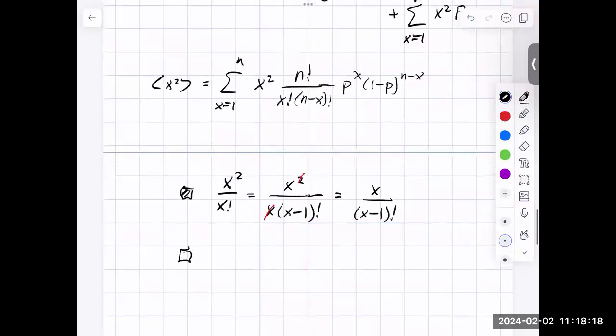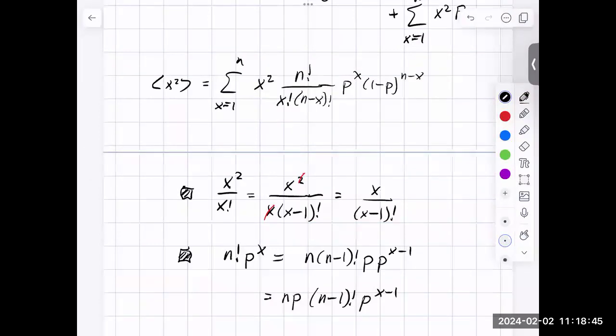Another change that we're going to make is I'm going to write n factorial times p to the x as n times n minus 1 factorial times p to the x minus 1, which is the same thing as np times n minus 1 factorial times p to the x minus 1. This is also the exact same step that we did last time.